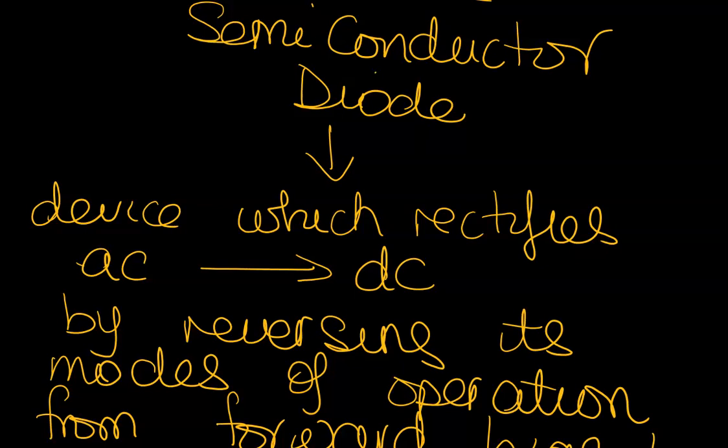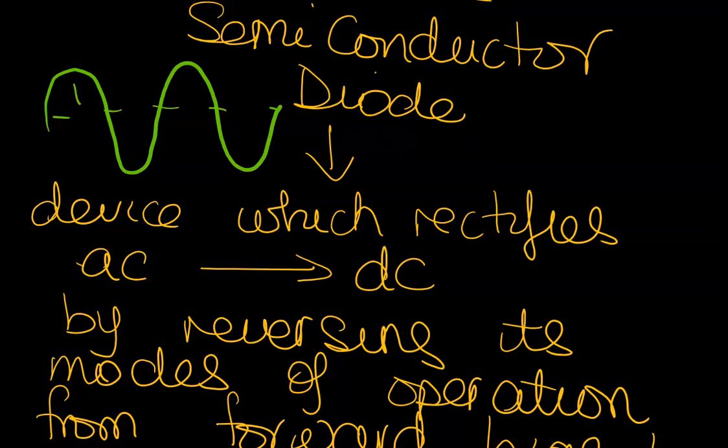So a diode is a device which simply rectifies an AC to a DC. AC stands for alternating current, and typically when the polarity of a source changes, the direction in which the conventional current flows will vary. So because of that, you have that change in direction, from what we can call positive to negative cycles, which is indicative of an alternating current.